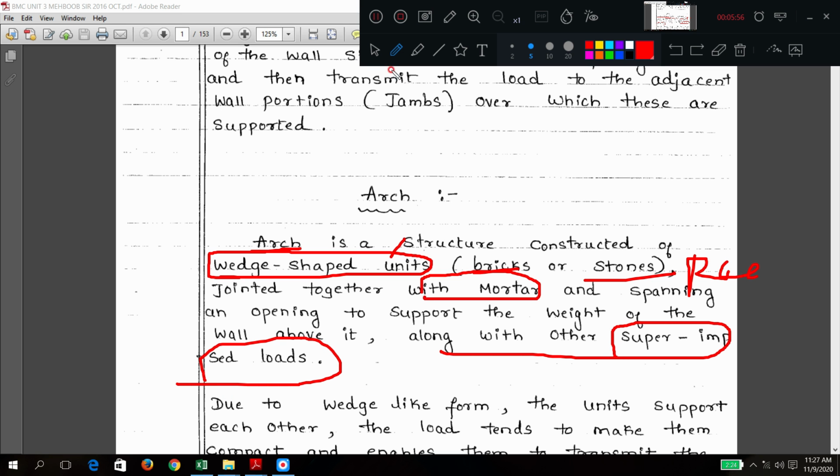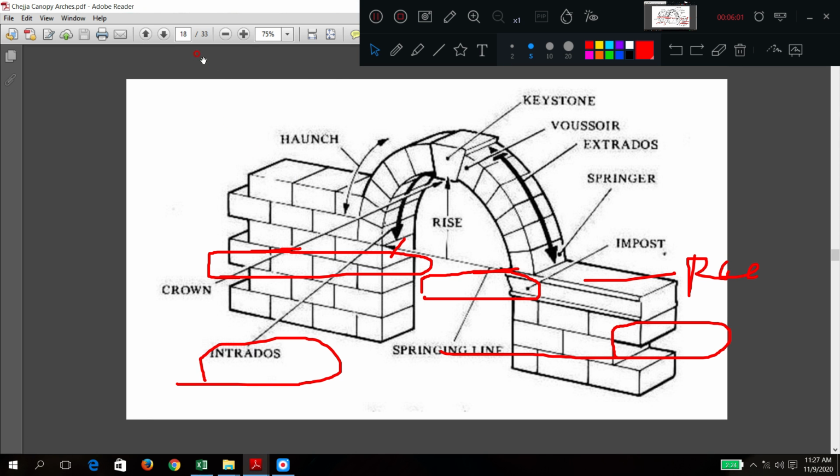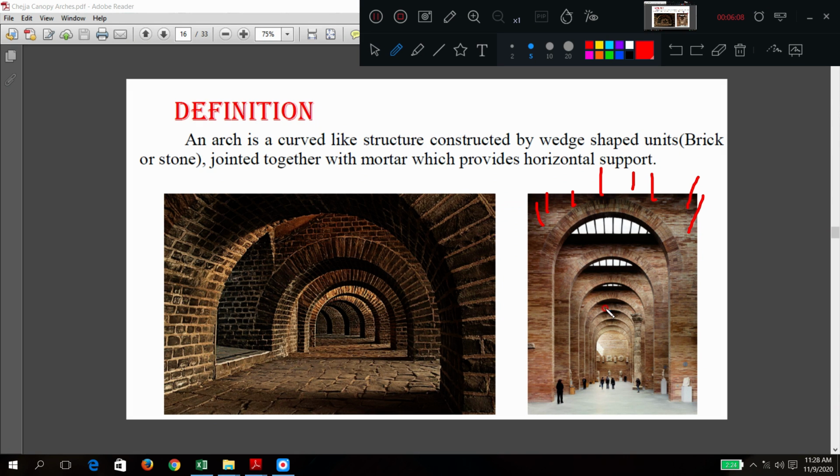Superimposed load means whatever loads are coming above this. In this diagram also you can see whatever loads coming above are called superimposed load. Here is the superimposed load. Maybe this wall, maybe it is supporting a bridge, maybe vehicles move on the top. All are called superimposed load.